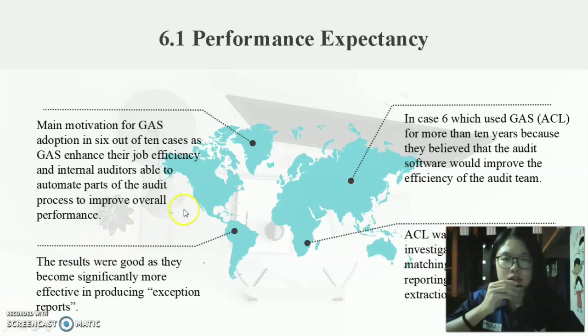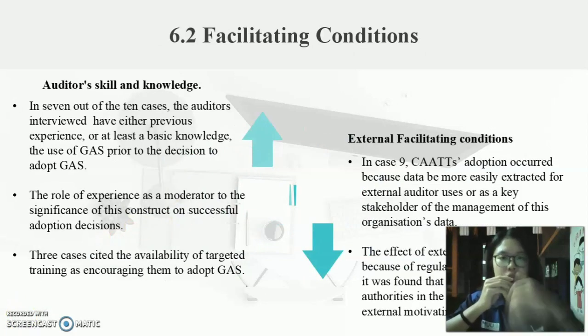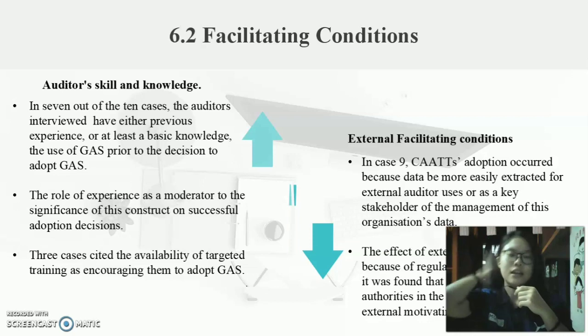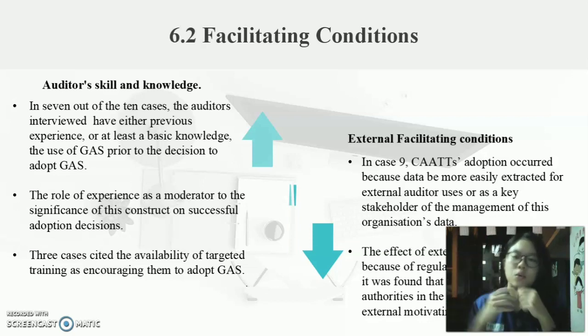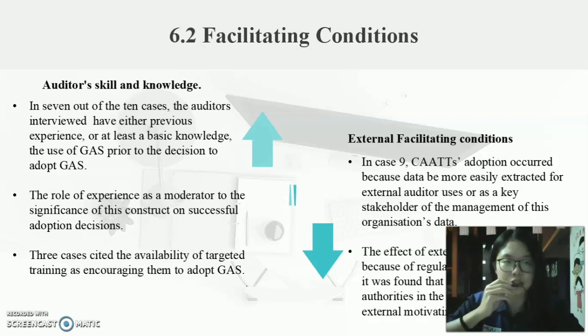And now let's continue with the second construct, which is the facilitating conditions. There are two factors in this construct, which are auditors' skill and knowledge, and external facilitating conditions. For an organization making decisions on the adoption of GAS, it is very crucial to know someone who is able to use the tools and maximize their value. In 7 out of the 10 cases, the auditors interviewed had either previous experience or at least basic knowledge about the usage of GAS prior to the decision to adopt GAS.